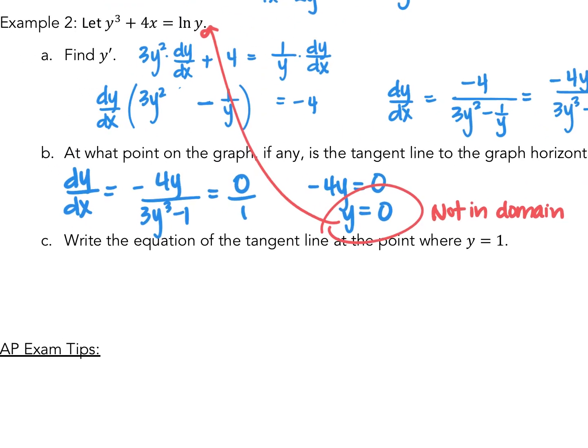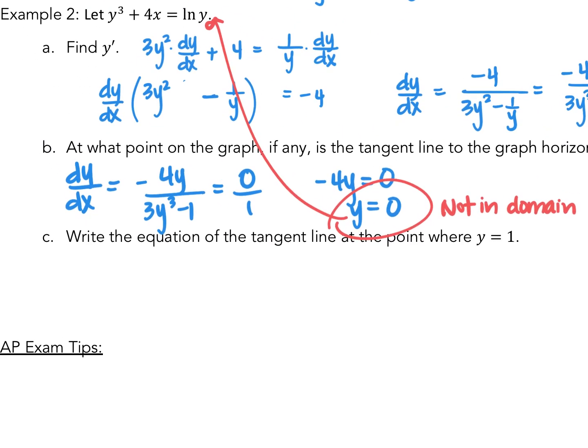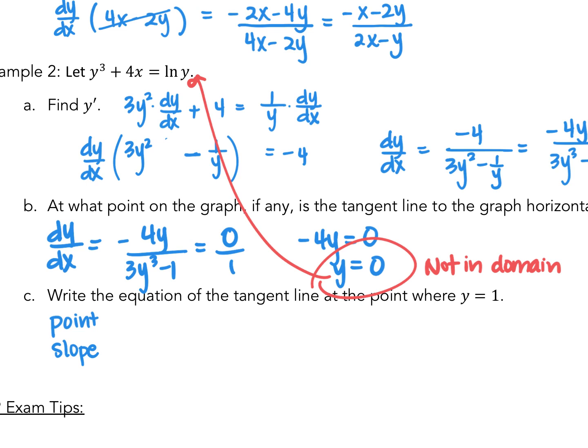All right, and then last, write the equation of a tangent line. So we know we need the point and we need the slope. Now we know y is 1, but how are we going to find x? Well, we're going to plug y equals 1 back into the original function. So we'll have 1 cubed plus 4x equals the natural log of 1, which is 0. So 4x equals negative 1. So x has to be negative 1/4.